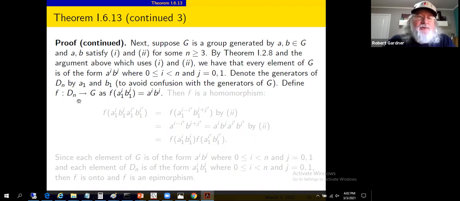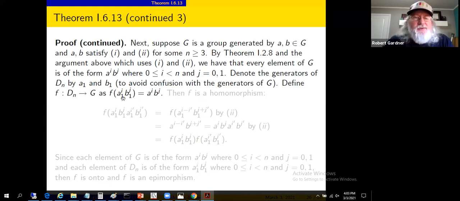Let me denote the generators of the dihedral group as subscripted A's and B's, A1, B1. Here we're assuming A and B are the generators of G. So let me take the generators of D sub n something different, with subscripts just to distinguish. Then define a mapping from D sub n to this mystery group G as mapping f of A1 to the I, B1 to the J to A to the I, B to the J. Does that include all the elements of the dihedral group? We saw on the previous slide that in the dihedral group, we get powers of A and B, where the exponents were between 0 and n for the I, and J was either 0 or 1. So yeah, this includes all the elements of D sub n.